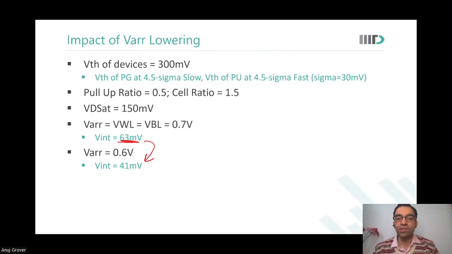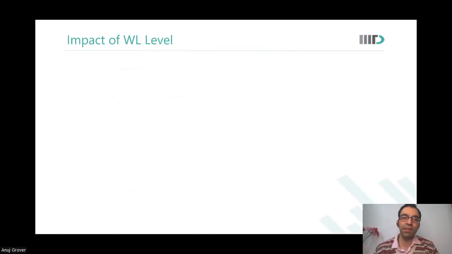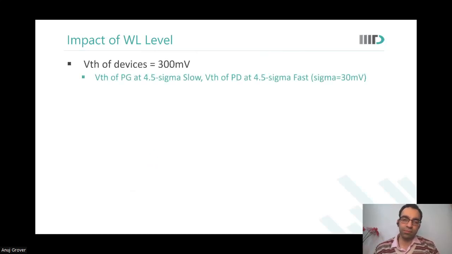So VDD lowering, but not lowering word line and bit line, is a write assist technique. What goes for a toss when we do this? Write time. Because your pull-up has become so weak, now write time goes for a toss. You're able to write, but it takes much longer. But I will call this a write assist, yes. Okay.